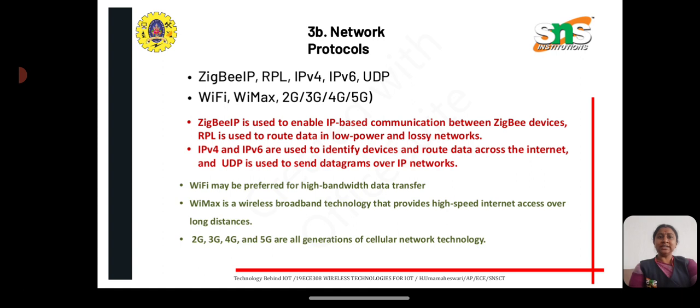Then the network protocols are Zigbee, routing protocol, internet protocol version 4 and 6, user datagram protocol, then Wi-Fi, wireless fidelity, then WiMAX. Here Zigbee is used to enable communication between the Zigbee devices, where internet protocol version 4 and 6 are used to identify devices which route data across the internet. User datagram protocol is mainly used to send datagrams over internet protocol networks, where all generations, that is 2G, 3G, 4G and 5G, are used for cellular network technology.